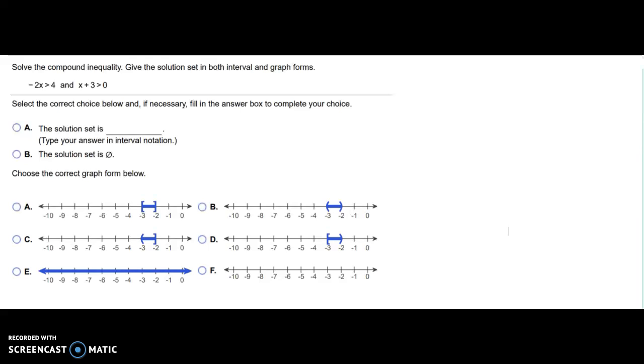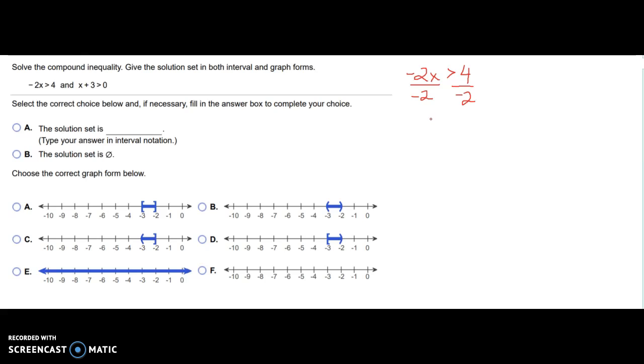Alright, for this one you have two inequalities and the word "and" in between them, which means at the end both of them have to be true. So I'm going to solve the first inequality. The first inequality, I'll write it over here, is negative 2x is greater than 4. To solve for x, I'm going to divide by negative 2.